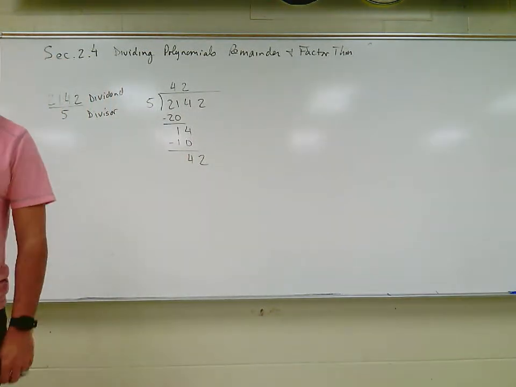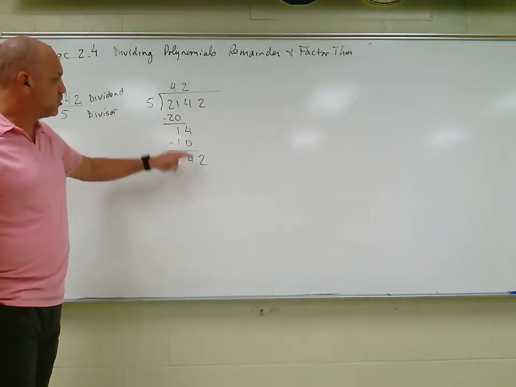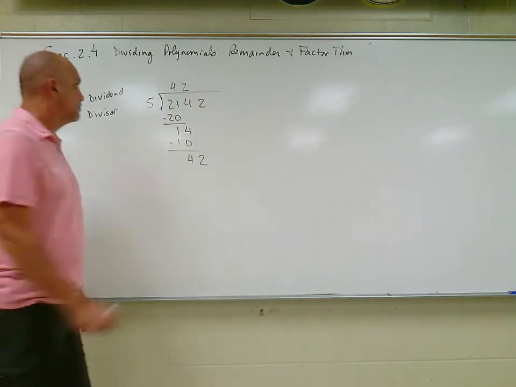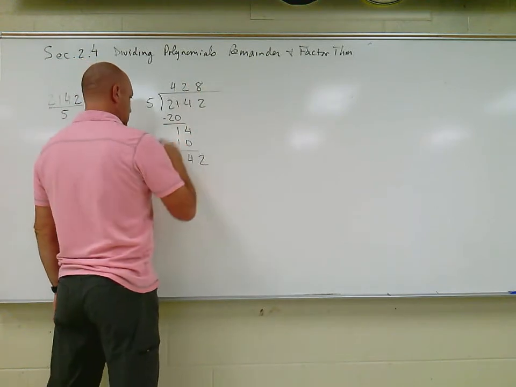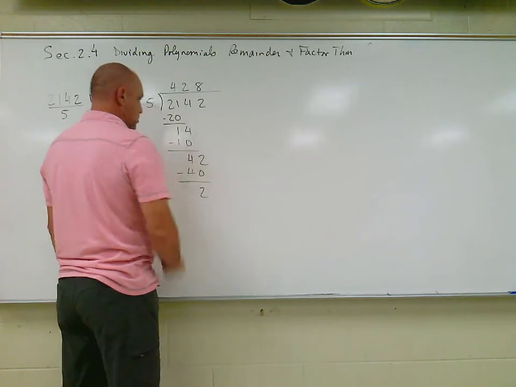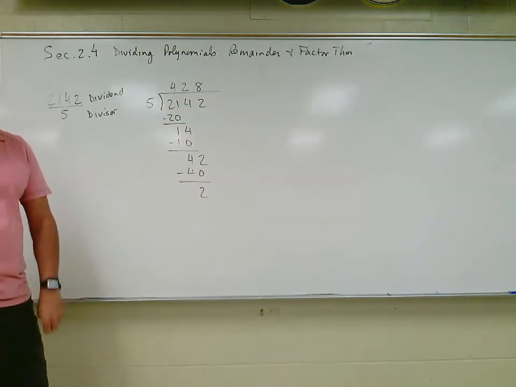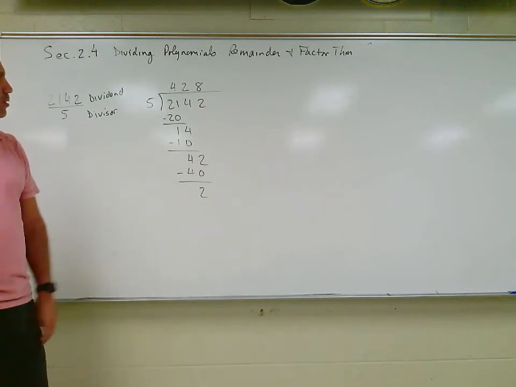All right. 5 times what gets you close to 42? 8. 8 times 5 is 40. Subtract. Now we got a 2, and there's nothing left, and we're not going to do a decimal. We're just going to leave it like this, okay? I'll show you how you can write it.